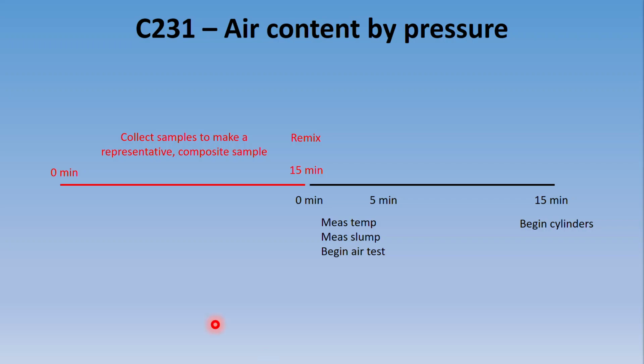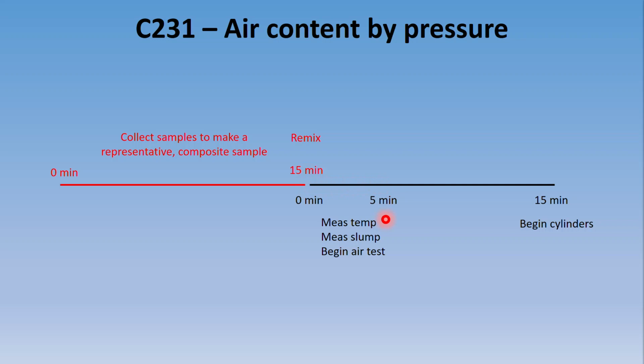So just a quick reminder again about the timeline that we're on, because these questions will definitely show up in the exams. You've got your 15 minutes to collect your composite sample. You get to your test site, and then you remix your sample. And then at that 0 minute, when time begins, you have your first 5 minutes where you have to measure your temperature, perform the slump test, and remember the slump test must be done within 2.5 minutes from start to finish. And then also within that first 5 minutes, you have to begin your air test.